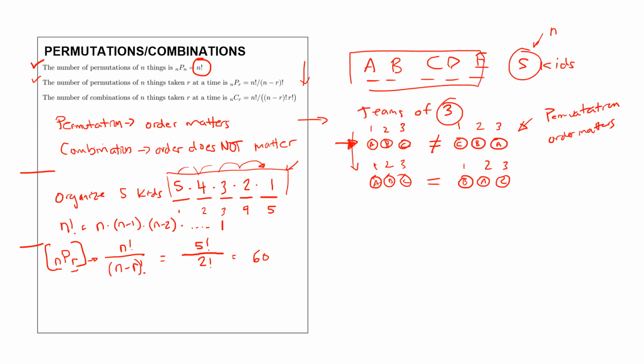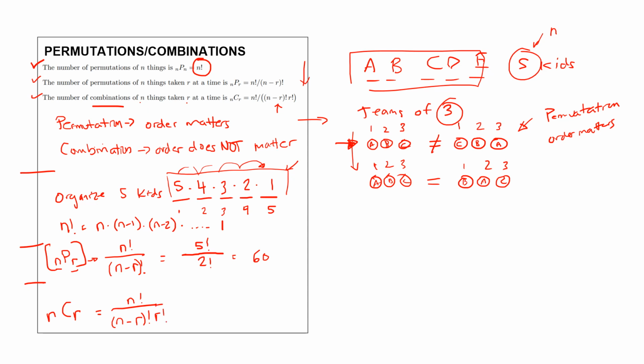All right, and that leaves us with our last one here. The number of combinations of n things taken r at a time is this formula. So it's a little bit different, but almost identical. Let's write it out here. nCr equals n factorial, which looks the same so far, over n minus r factorial, with an extra r factorial.